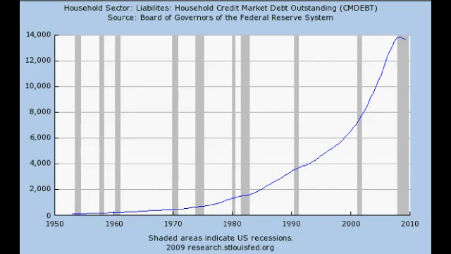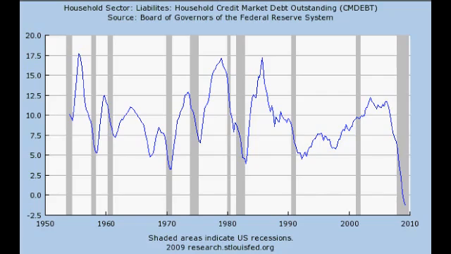So let's go to another chart which is related to the first one. You can click from one to the other on the St. Louis Fed, because it's the same information, just presented differently. 1950 to the present day, household sector liabilities, household credit market debt outstanding, household debts. And this is how it's ramped up year over year, the percentage.